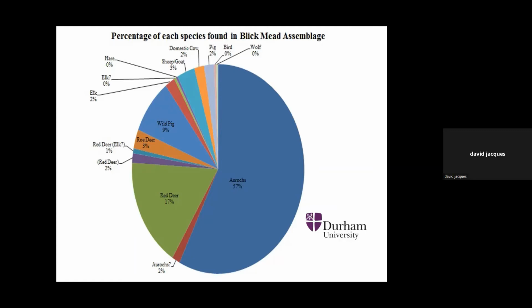But it's not just about aurochs. You can see from the pie chart, people are also eating red deer, roe deer, wild pig, maybe some elk. In terms of fish bones, we've got evidence of salmon, trout and pike. So what we've got here is a snapshot, especially as some of these animals are seasonal. It potentially shows that people were at Blick Mead pretty much all year round.